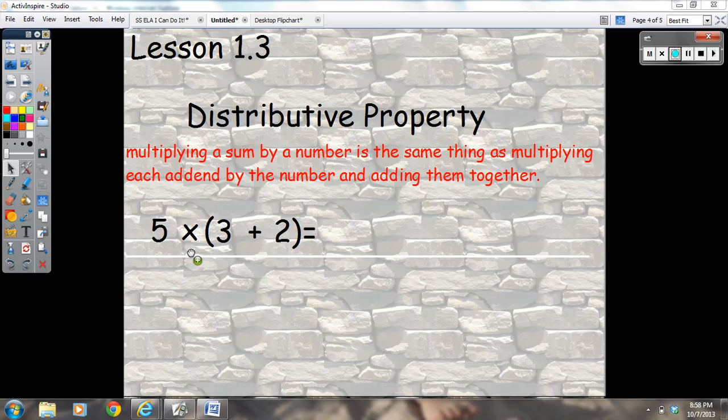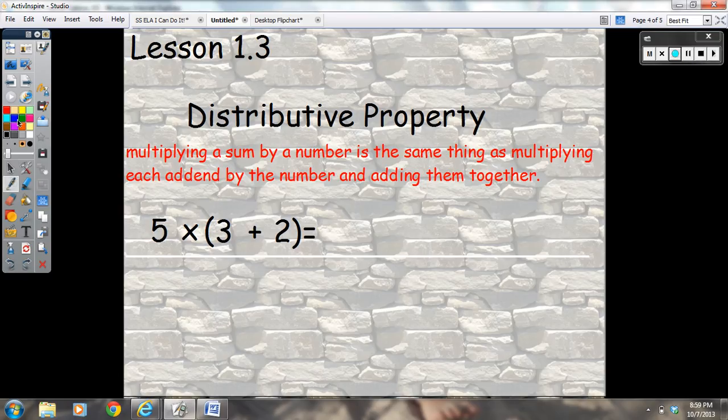Now, here we have the problem 5 times 3 plus 2 in parentheses. Alright, now this distributive property is saying if we take a sum, which is, here we have 3 plus 2, and we multiply it by a number, which is the 5, we're going to get the same thing as if we multiplied this 5 by this 3, this 5 by this 2, and then added them together. Let me show you what I mean here.